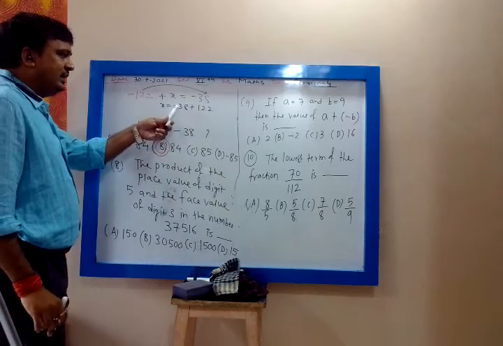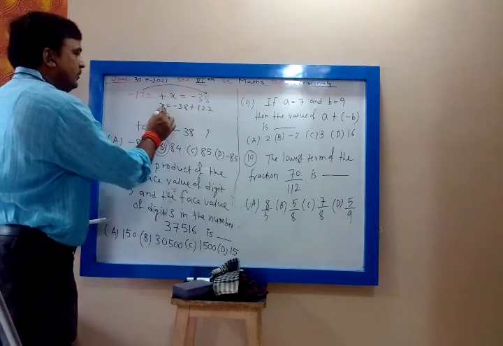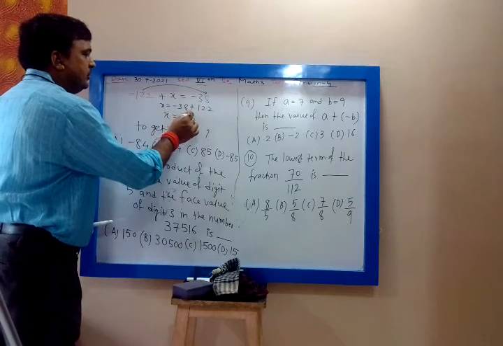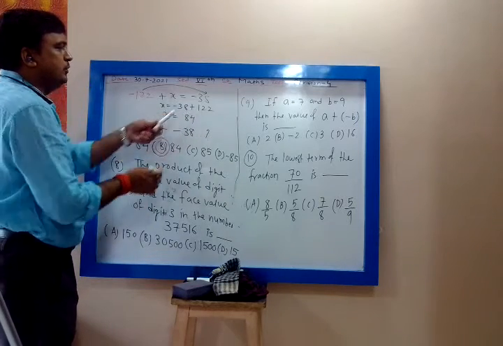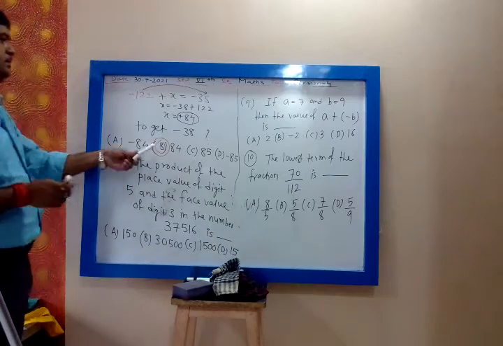This is having minus sign, this is having plus sign. Minus and plus, opposite sign, you have to subtract. 122 minus 38 is 84. Which number is bigger? 122. What is the sign of that? Plus. So answer is plus 84. B option is correct.